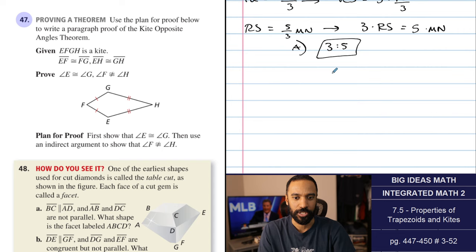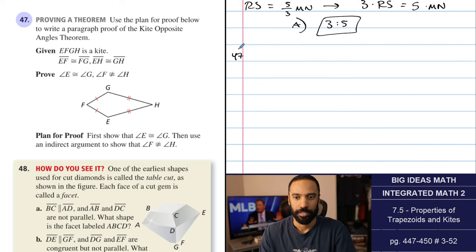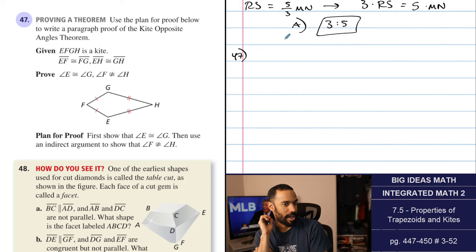Number 47. Proving. Oh, boy. Another proof. Use the plan for proof below to write a paragraph proof of the kite opposite angles theorem.